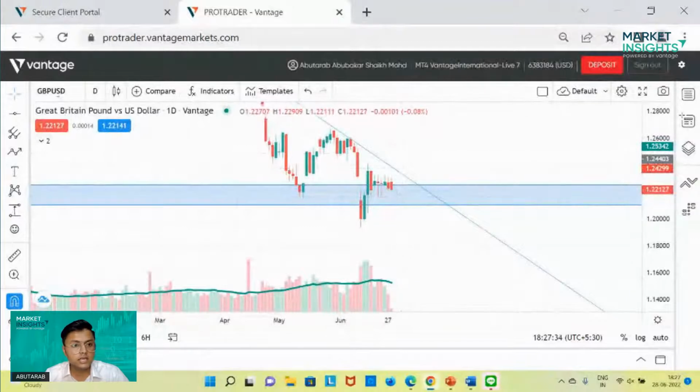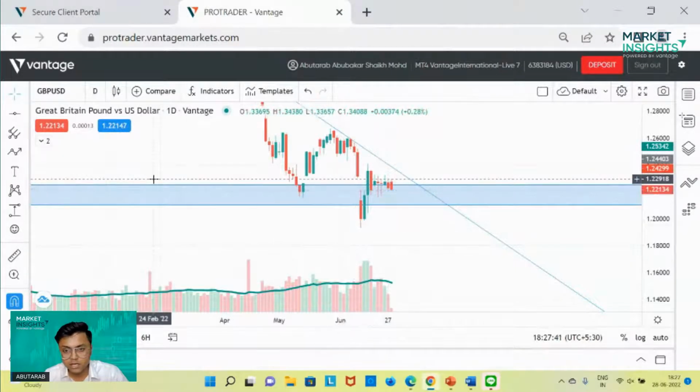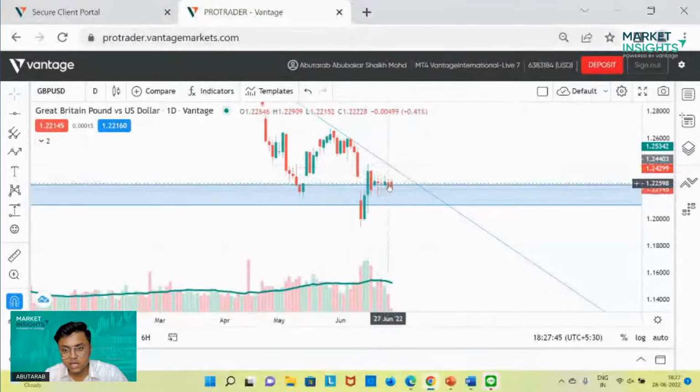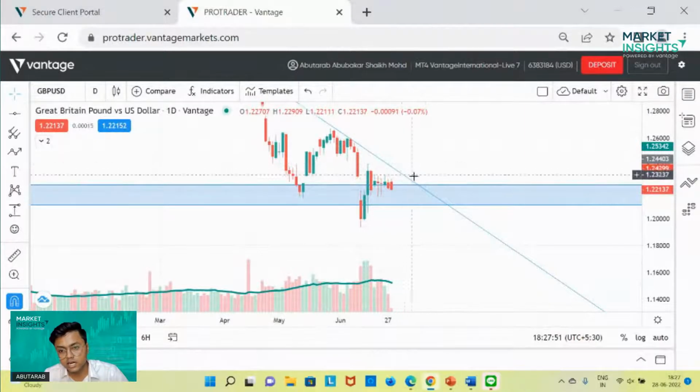Again, this is in the same category as EUR/USD. We also saw a similar kind of pattern here, because GBP and euro are European currencies and USD is the American currency. So we see a kind of similarity between these two. We also saw in EUR/USD that it's trying to breach the trend line, but it is not powerful enough to breach the trend line.